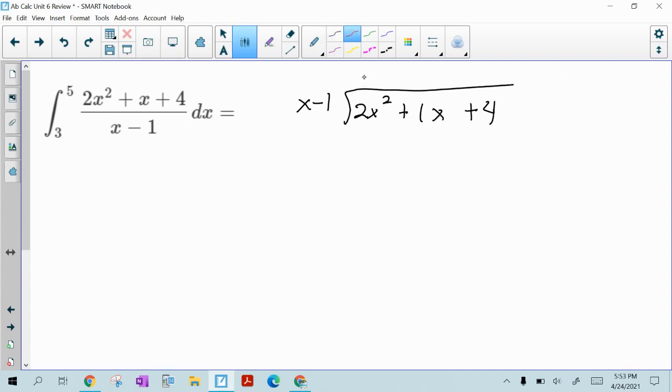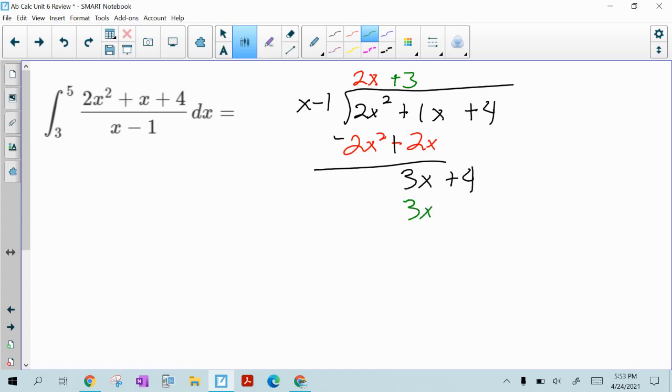What do I need to multiply this by? I need to multiply by 2x, gets me 2x squared. 2x times negative 1 is a negative 2x. And I'm going to change my signs and add down. So I'm now looking at 3x plus 4. And I'm going to say that I need to multiply this one by a positive 3. 3 times x gets me 3x. 3 times negative 1 gets me that. Change my signs, add down. I'm now looking at 7. So that's going to be plus 7 over x minus 1.